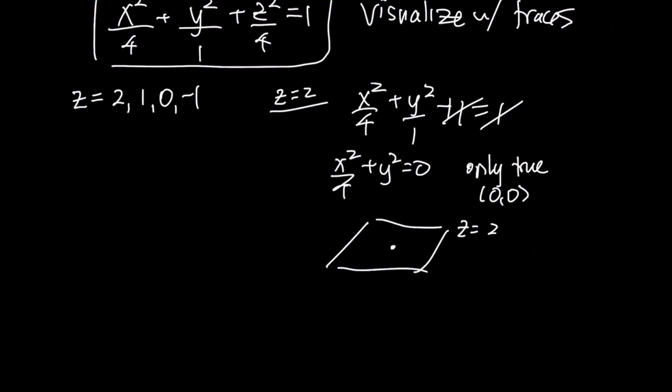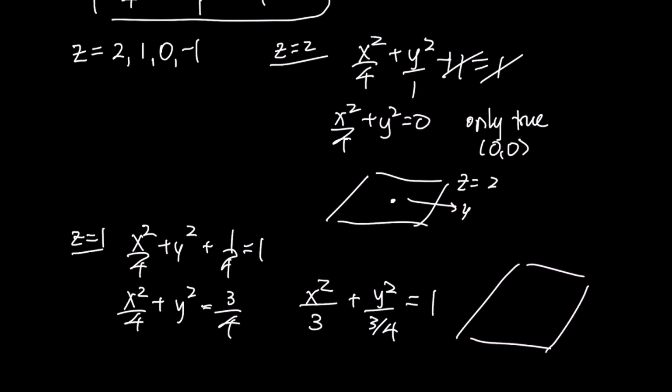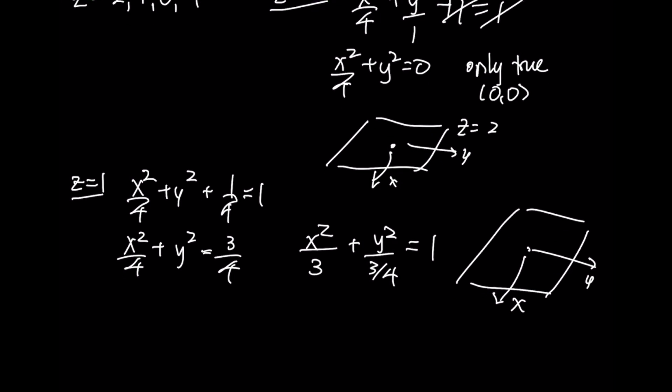Talk about the z equals 1 plane, I'll have x squared over 4 plus y squared plus 1/4 is equal to 1. If I reorganize this, I'll have a 3/4. Now this is the equation of an ellipse, but it's not in standard form. So I have to divide everything through by 3/4. I'll get x squared over 3 plus y squared over 3/4 is equal to 1. This is the equation of an ellipse. It's got a bigger number in the x denominator. This means the ellipse will be stretchier in the x direction.